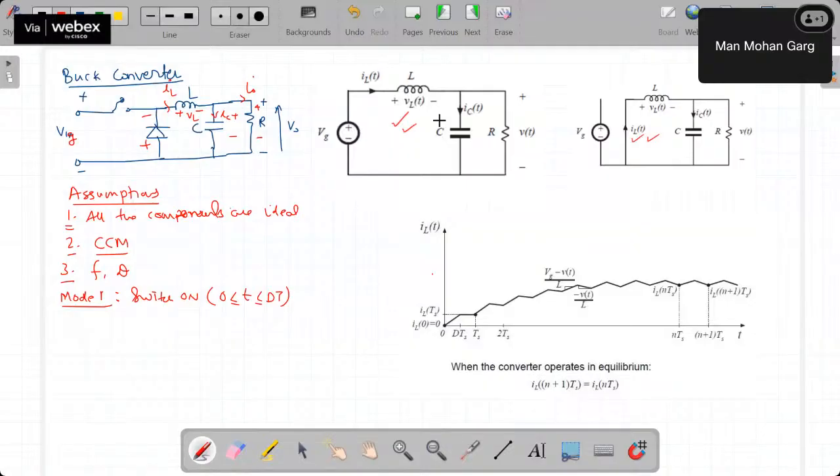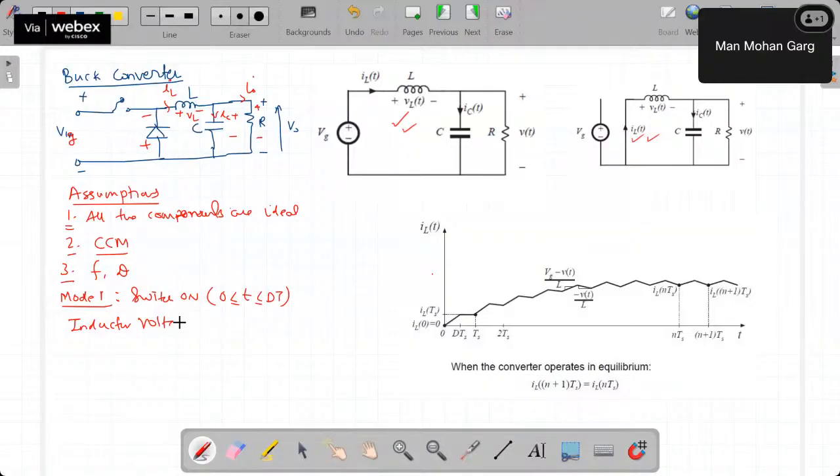So let's say inductor voltage. If I say inductor voltage in this mode, so inductor voltage VL is now this input voltage minus this capacitor voltage VC, which is now same as VT. So this is minus VT, right?